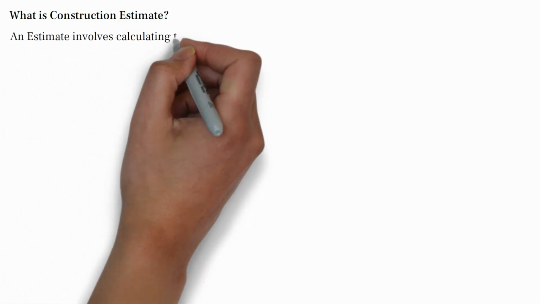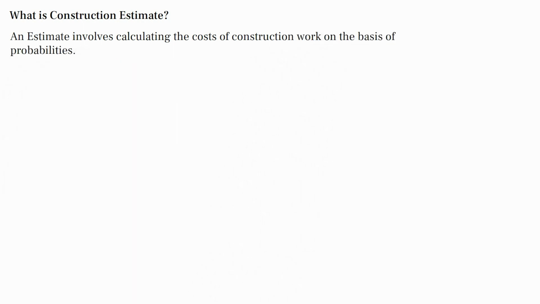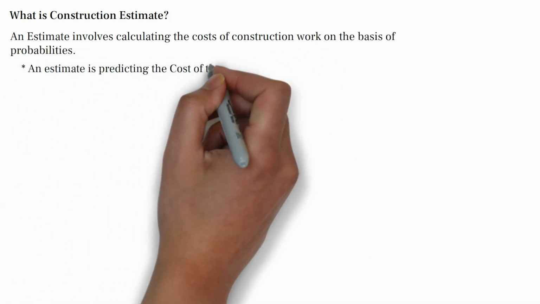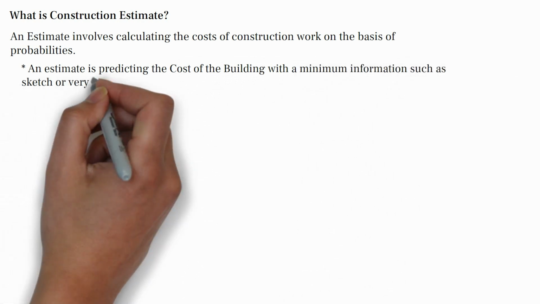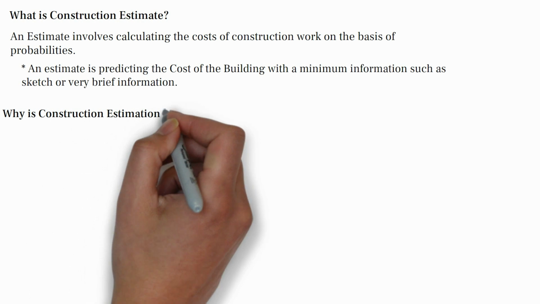What is cost estimate? An estimate involves calculating the cost of construction work on the basis of probabilities. Also, an estimate is predicting the cost of building with minimum information such as a sketch or very brief information. Why is construction estimation important?